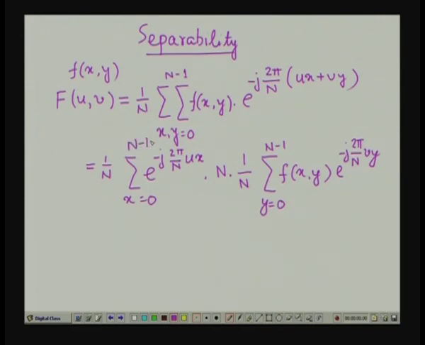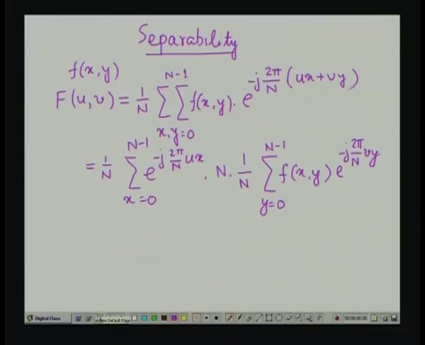Here we have seen that this inner summation gives the Fourier transformation of different rows of the input image f(x,y), and the outer summation gives the Fourier transformation of different columns of the intermediate result that we have obtained. The advantage of this separability property is that we can do the two-dimensional Fourier transformation in two steps.